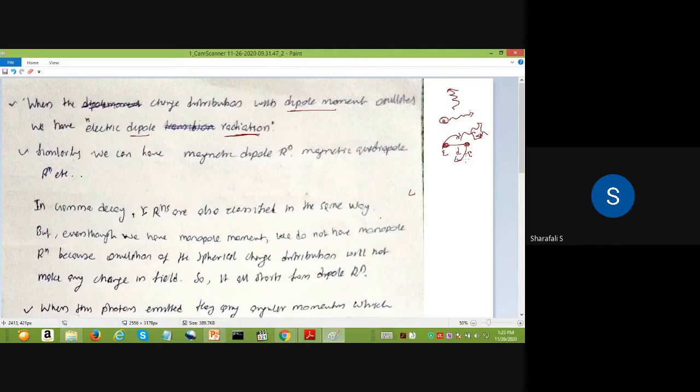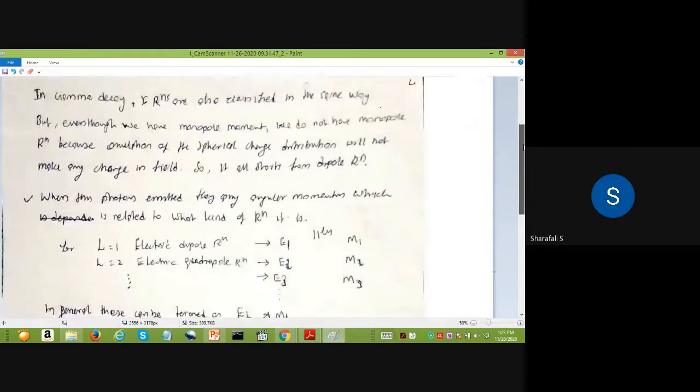You have the same kind of phenomenon with the magnetic dipole, so it is called magnetic dipole radiation. If you consider any other higher order multipoles, then correspondingly we can name it, for example, quadrupole, and then it is electric quadrupole radiation, etc. Now if you consider the case of gamma rays, this radiation is also classified in the same way as we discussed.